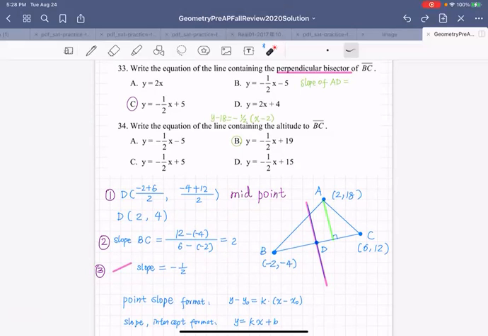Okay, so you're using point B and point C to find the XY for point D, by using the midpoint formula, right? Yes. Okay. And then next.